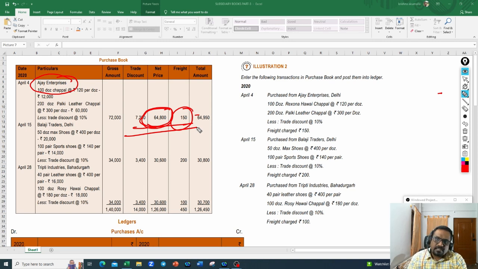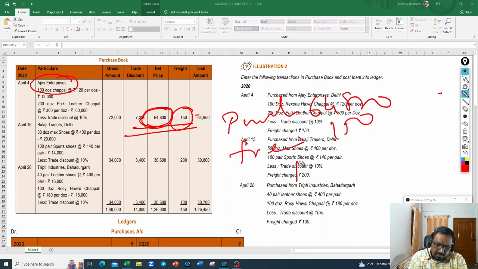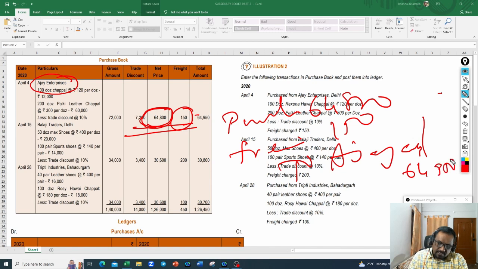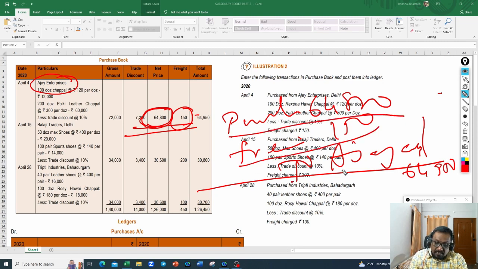How do we record this? Purchases debit, 64,800. Right? Freight charges debit, 150, to Ajay Enterprises, 64,950. This is how the entry has to be posted, if at all you would have managed a journal entry. Are you clear? Now, the purchase account is debited, the freight account is debited, Ajay Enterprises is credited. So in Ajay Enterprises, you need to credit purchases and you need to credit freight charges.